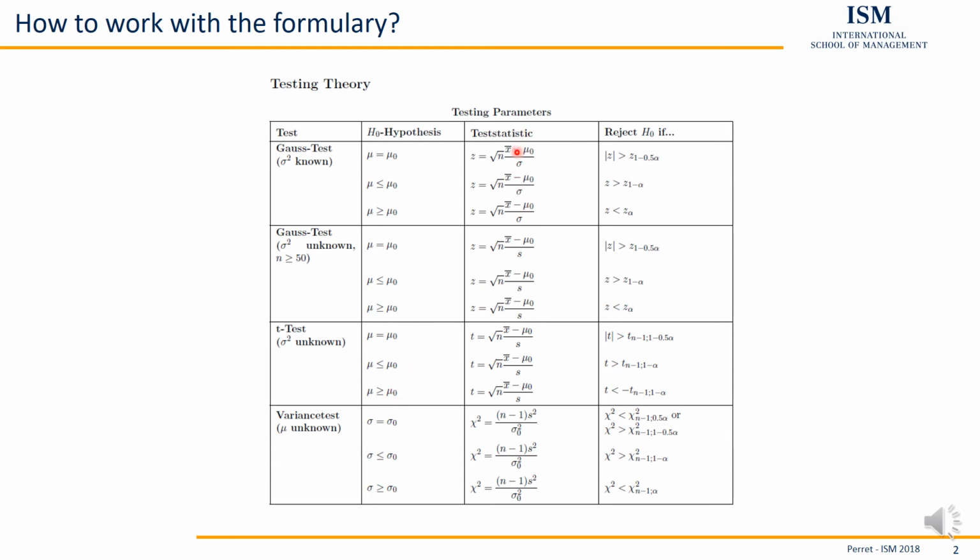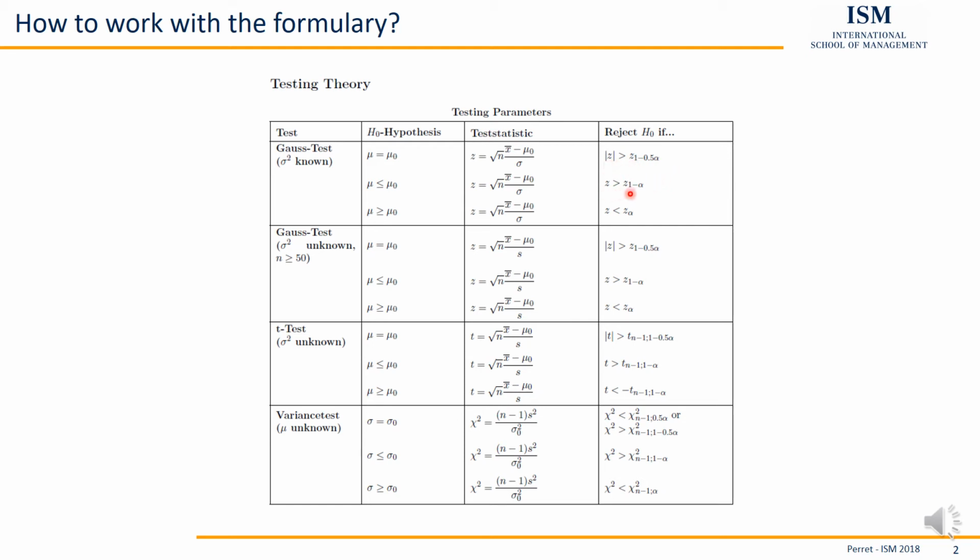Well, as I said, the test statistic is always the same. It's always the arithmetic mean minus the testing value, divided by the standard deviation or sample standard deviation, times the square root of the number of observations. So same thing here in all cases. The only important aspect here is with the test. However, we see a similar structure here as well.